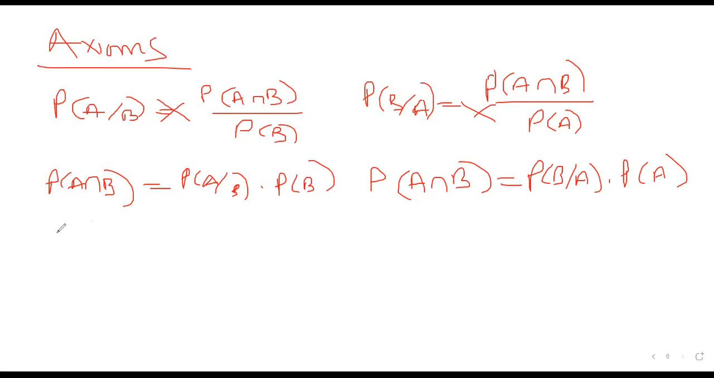So we also have the union set formula. It doesn't change. Unite is to add. Probability of A union B is probability of A plus probability of B minus the intersection of A and B.